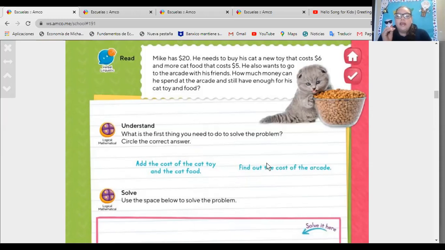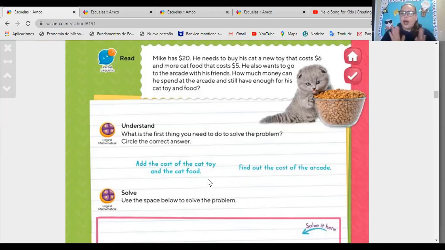Okay, we know that Mike has $20, okay? And he is going to spend $6 on his cat's toy. Then he's going to spend another $5 buying the cat food. So you are going to think about what math operation you are going to do to solve this exercise, okay? Option number 1, on our left side: add the cost of the cat toy and the cat food. Or find out the cost of the arcade. What do you think is the best option? The one on the left or the one on the right?